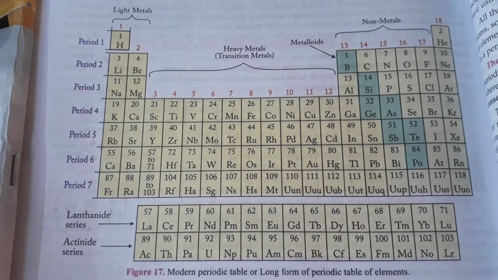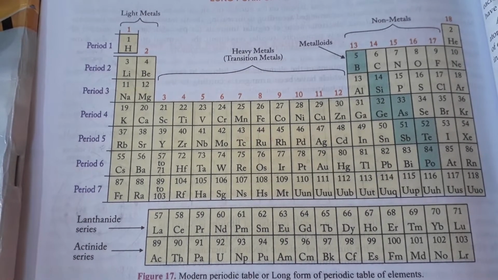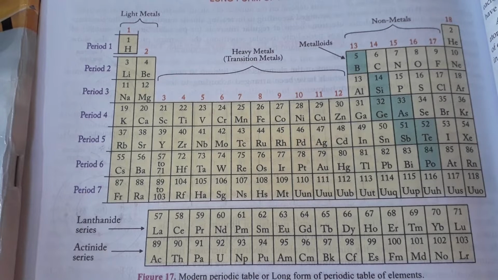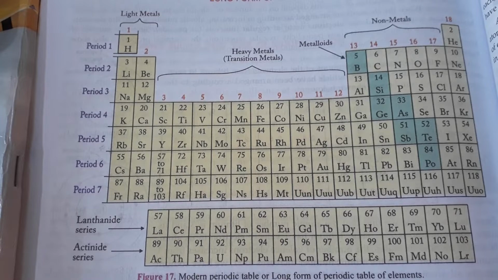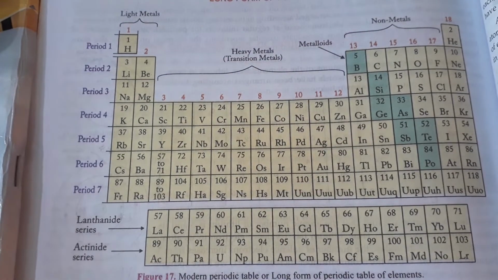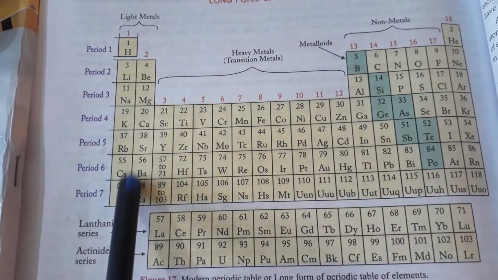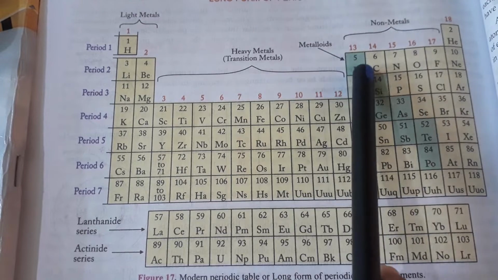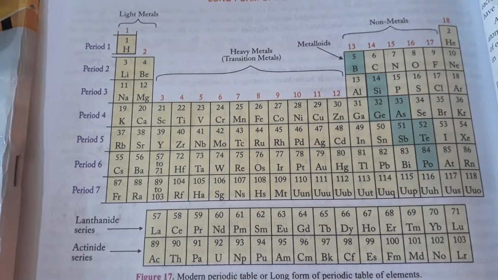Then we are going to study groups. So how many groups are there? You can see here a total of 18 groups, and these 18 groups also consist of particular elements. The elements in a group show particular characteristics. So you can see here group 1, group 2, and from 13 to 17, all these are normal elements, means their outermost shell is incomplete.